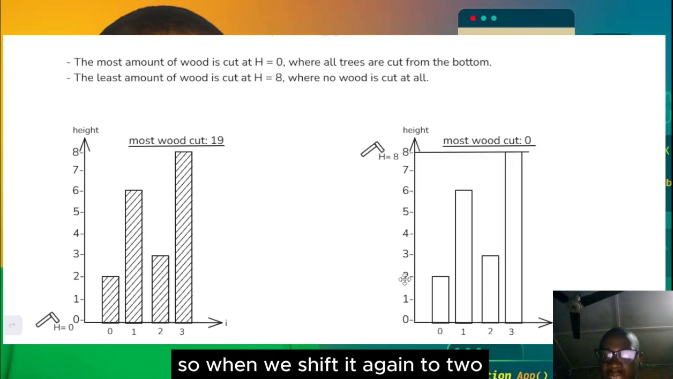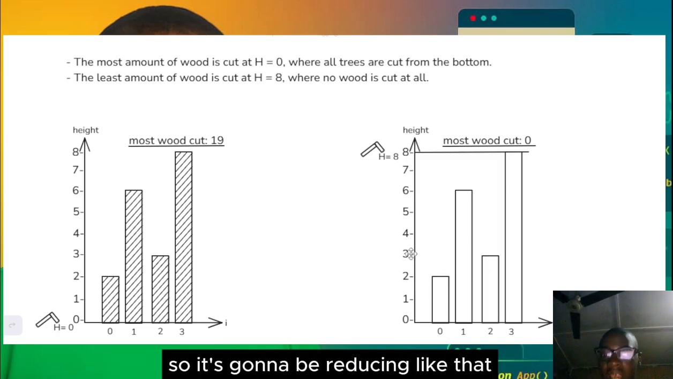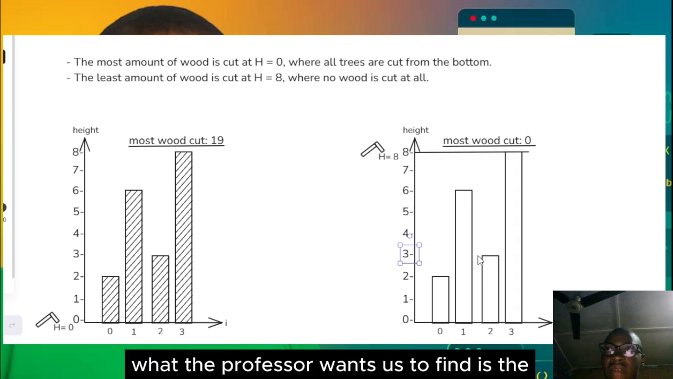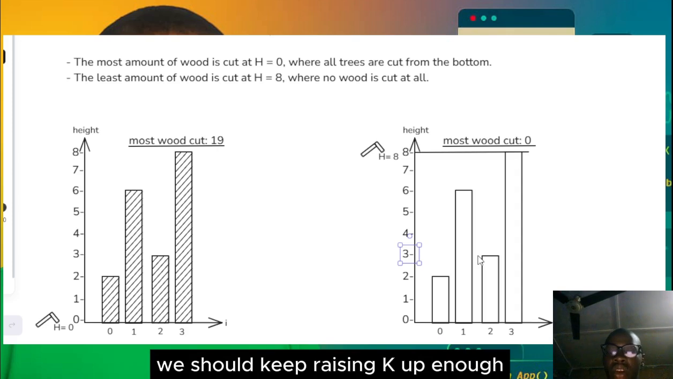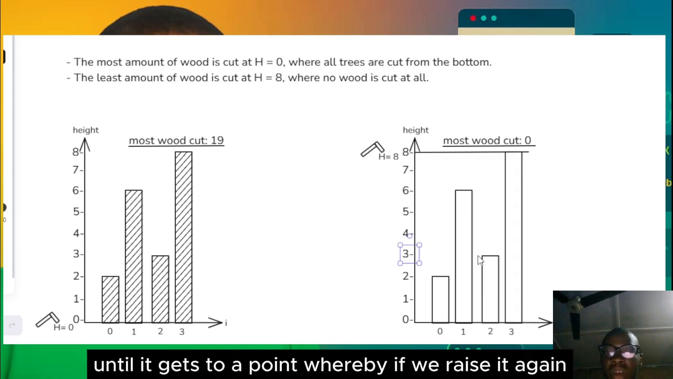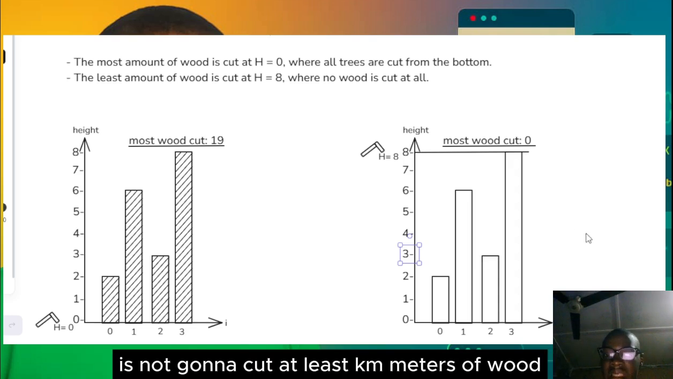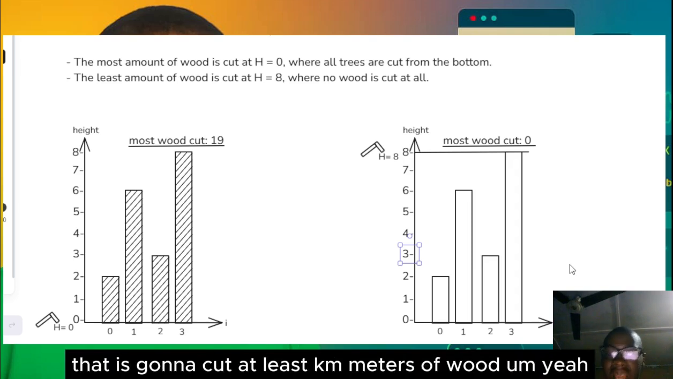When we shift it again to 2, it is going to remove 1 again from each of them, so it keeps reducing like that. What the problem statement wants us to find is the highest height. That is, we should keep raising it until we get to a point where, if we raise it again, it is not going to cut at least k meters of wood. So we want to return the highest height that will cut at least k meters of wood.